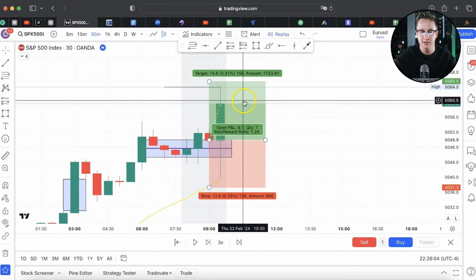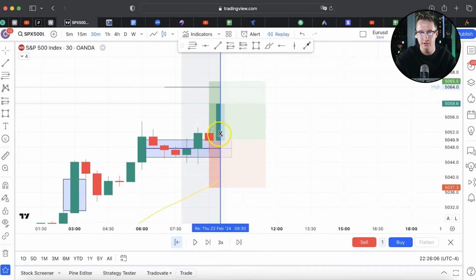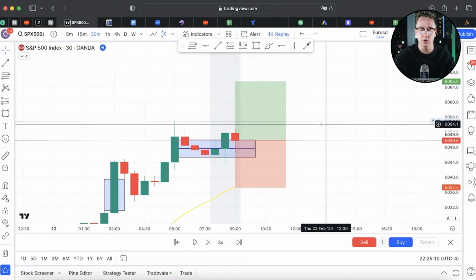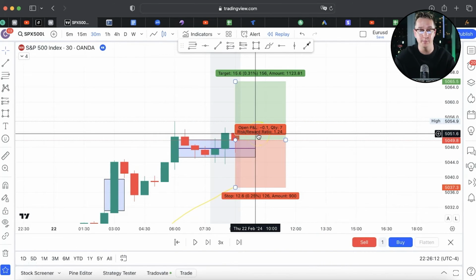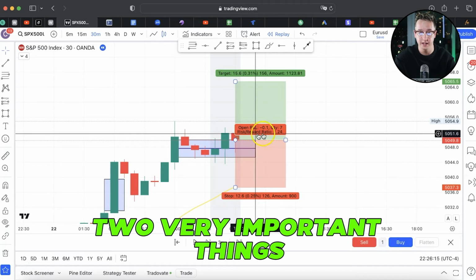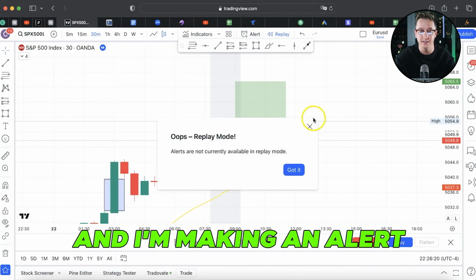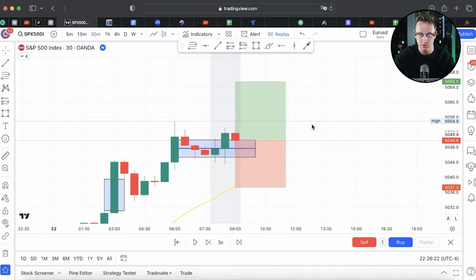And then once I'm in this trade, let me go back so I can show you guys some more sauce, because this is going to be really helpful. So once I have my trade set up, I'm doing two very important things. First off, I'm going to this alert button right here and I'm making an alert. Now I can't do it right now, but I'll show you in a second.